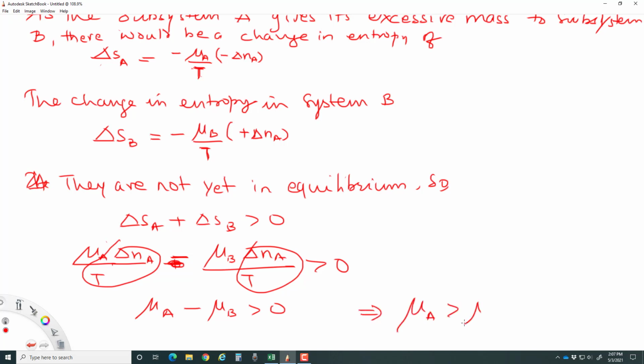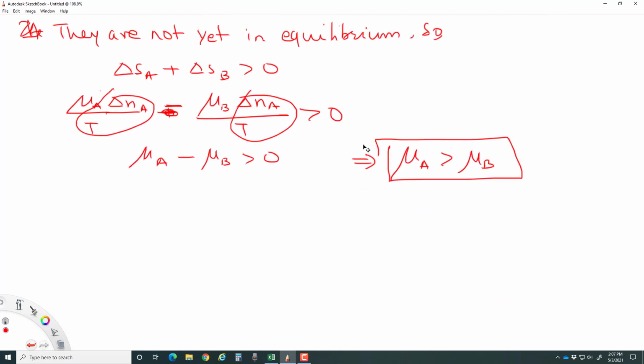Okay, so this is the condition when the system is not in equilibrium and there is exchange of particles. This is the condition required for exchange of particles that are yet to be in equilibrium. For the particles to exchange between the two subsystems, the chemical potential should be unequal. One should have greater chemical potential than the other.